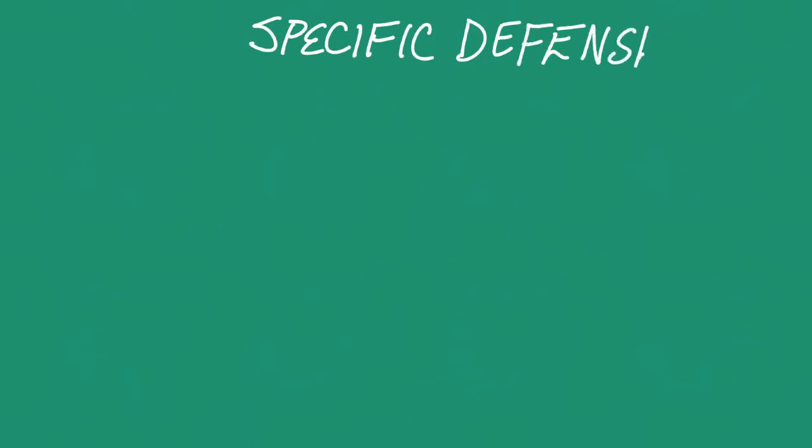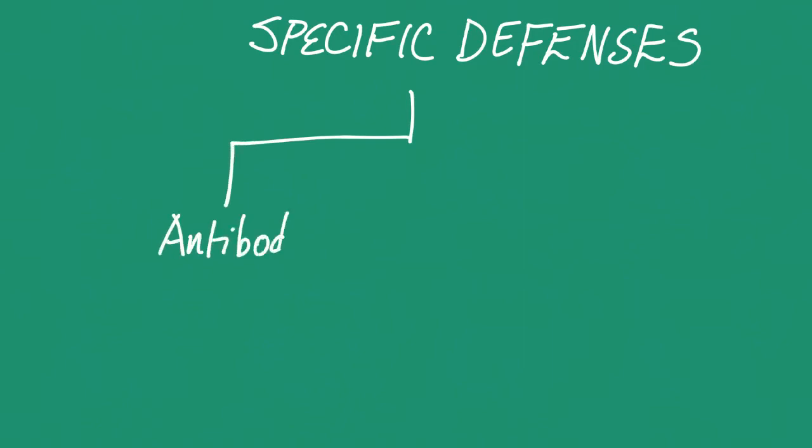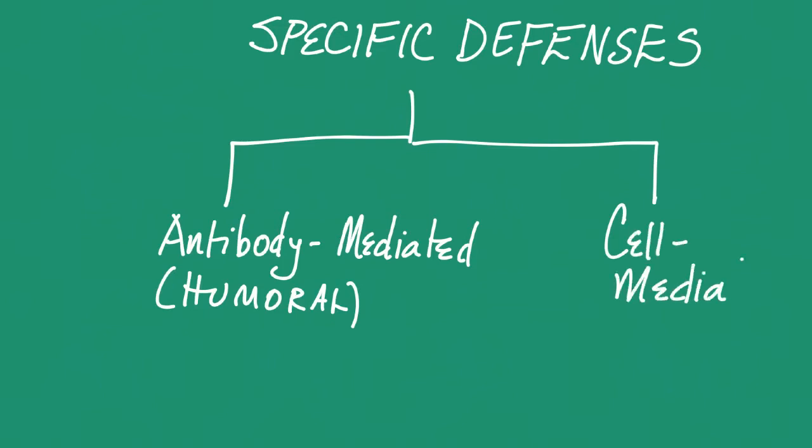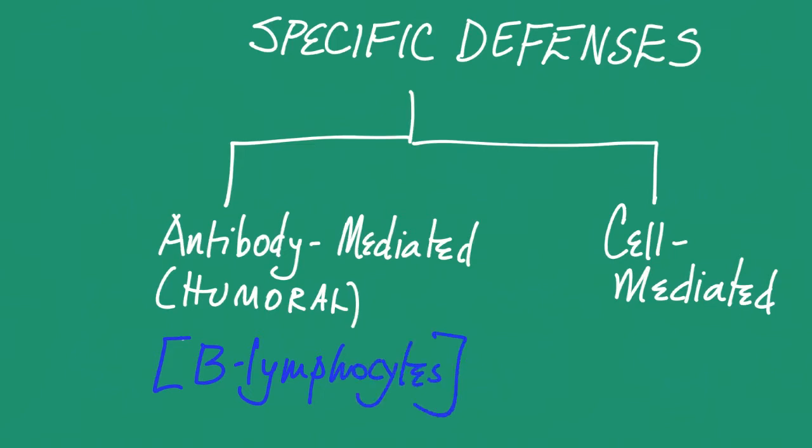The specific immunity or the acquired immunity is the sophisticated defense system of the body, and there are two types. One is antibody-mediated immunity, and the other is cell-mediated immunity. Antibody-mediated immunity is also known as humoral immunity, and it mostly involves the function of B lymphocytes, which end up producing the antibodies. The cell-mediated immunity basically starts with the helper T cell and involves a whole bunch of other T cells, such as cytotoxic T cells and memory T cells. So antibody is mostly B and cell-mediated is mostly T lymphocytes.